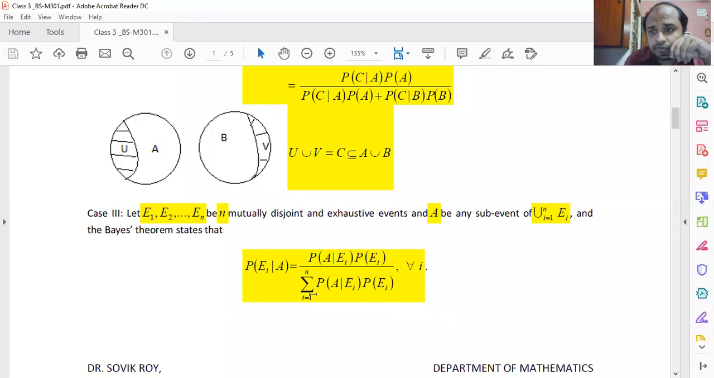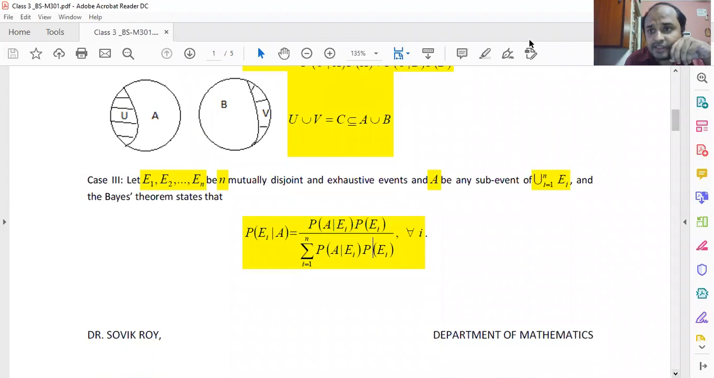And this result is true for all I. Meaning if you put I equals 1 in the numerator, the denominator will remain unchanged. If you substitute I equals 2 on the left hand side, in the numerator also you substitute I equals 2, and the denominator will remain unchanged. If you substitute I equals n on the left hand side, in the numerator also you do the same thing, and the denominator will remain unchanged. So that is the generalized version of the Bayes theorem. These are the three versions of Bayes theorem which I have discussed right now.